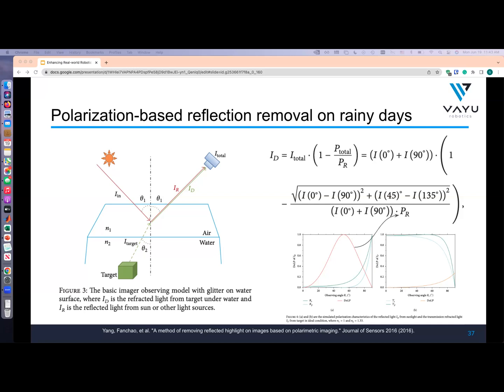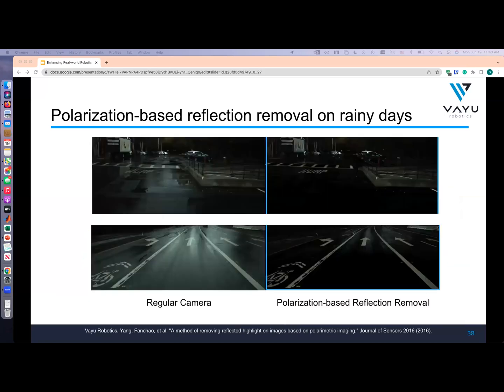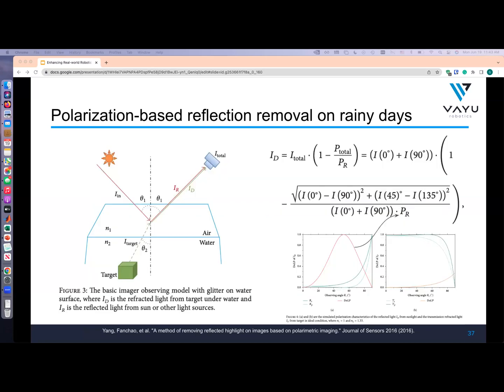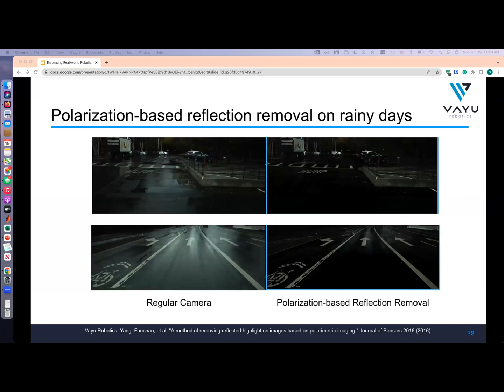There are many works on this topic. Here I'm showing one of those works, by Yan et al., published in 2016, chosen for its simplicity and effectiveness. So here are some results of using that method in our real-world driving scenario. As you can see, if we are able to supply the index of refraction of the refractive material, in this case water, as well as specify the observation angle, then we will be able to remove the reflection really nicely.